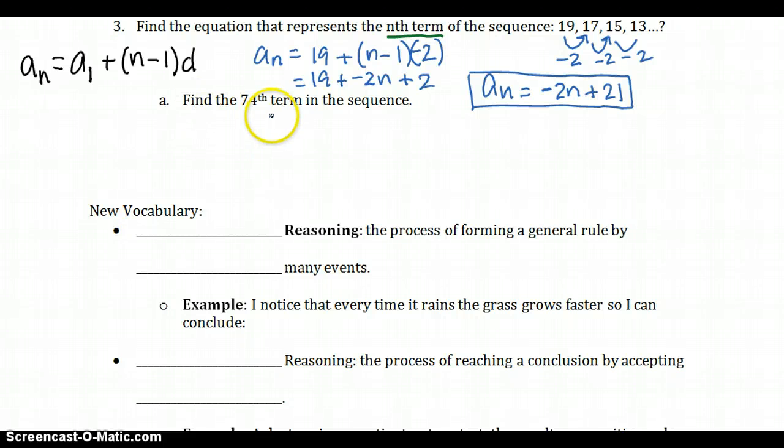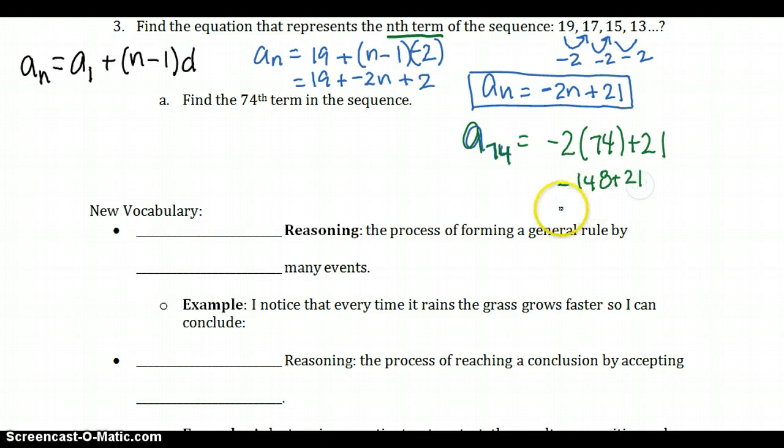Alright, so now find the 74th term in that sequence. So now in place of n, I'm looking for the 74th term. Let's change colors. The 74th term, so my n here is 74, times negative 2 plus 21, and that's going to give us negative 148 plus 21. So my 74th term is negative 127.